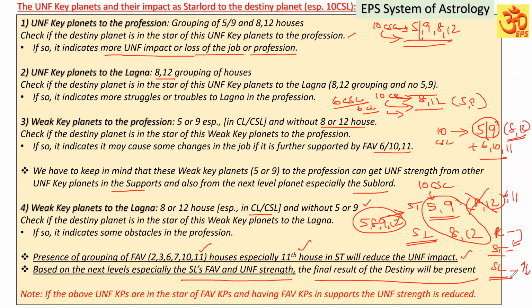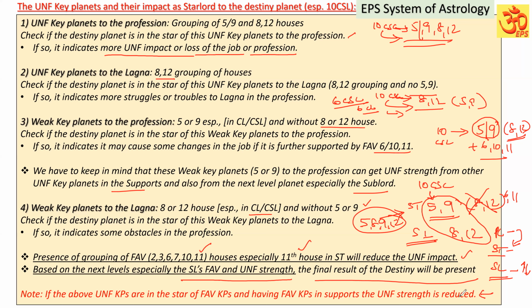One more important point you have to keep in mind. Suppose we are talking about the unfavorable key planets, especially at the star level. If the unfavorable key planets are in the star of favorable key planets and also have favorable key planets in supports, the unfavorable strength will be reduced. We already had a detailed discussion of that in the analysis methodology. When one level planet is weak, that weakness can be reduced by its star level planet and also the support planets. That is what I am trying to explain here.